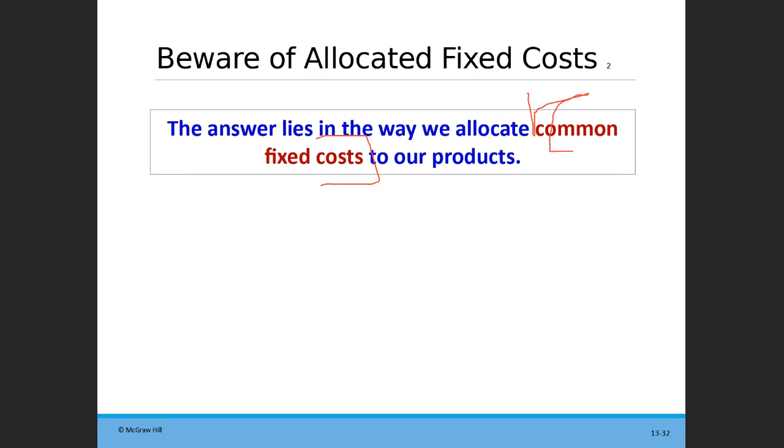All right, so we'll stop there and we'll come back with a new topic on how to make some decisions on whether we make or buy.